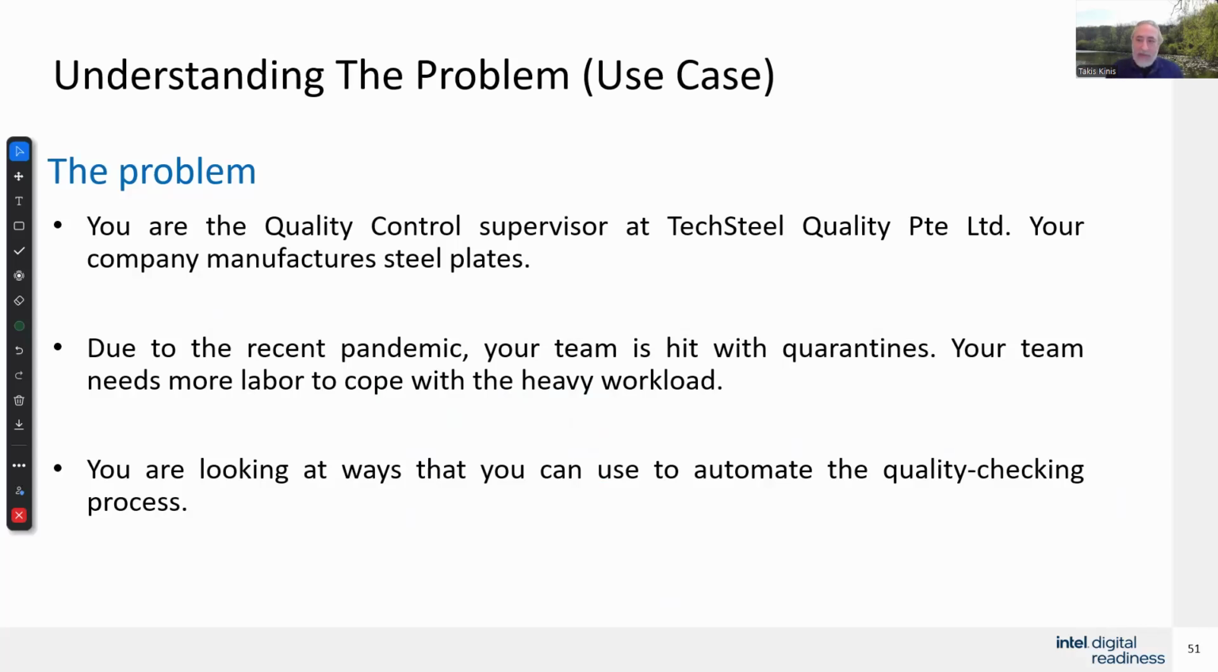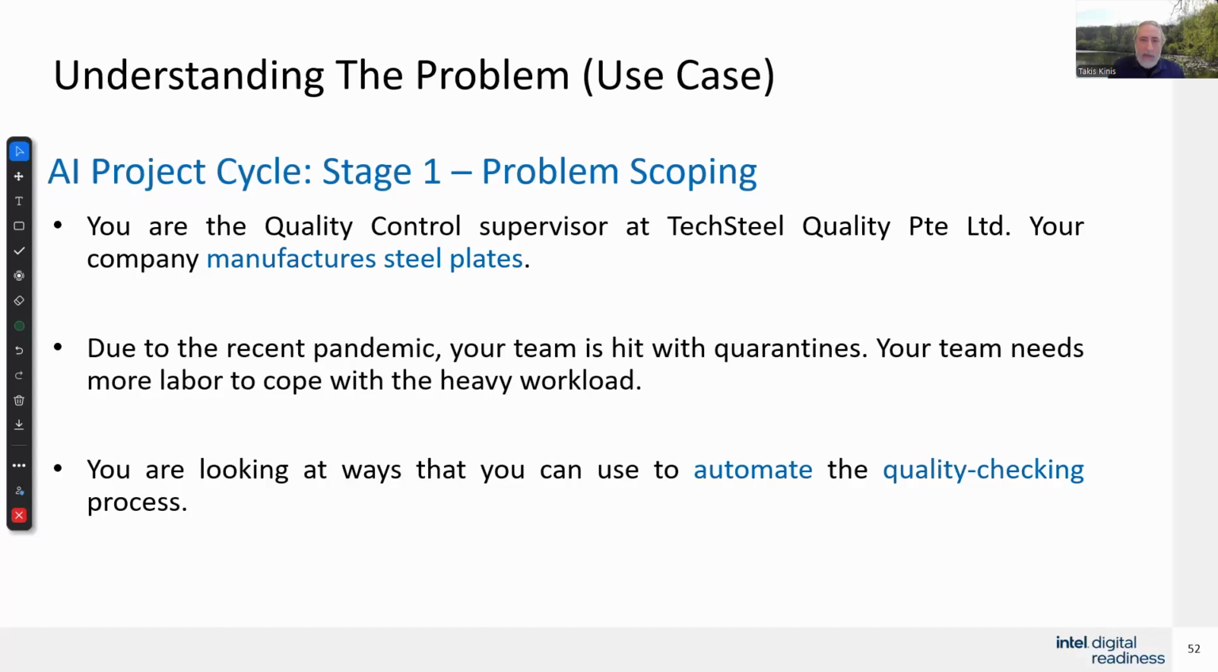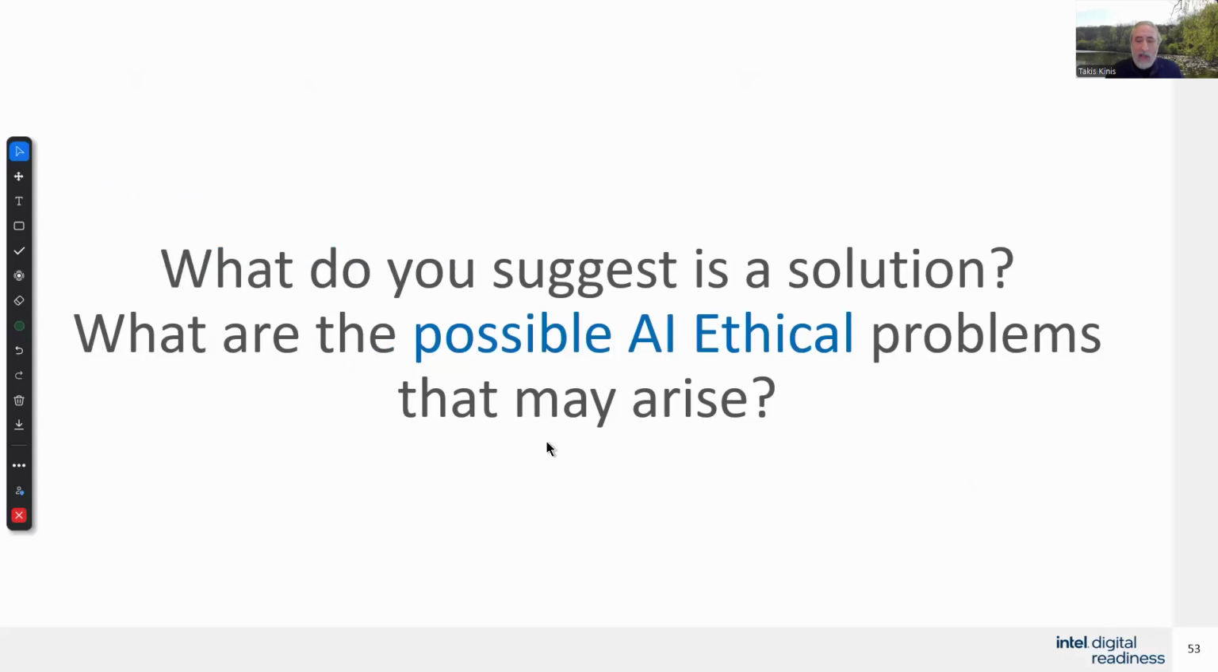We're kind of already given that, right? So we're going back to the slide that we were just looking at, but we want to automate the quality checking process because we're shorthanded. The pandemic happened, we're shorthanded. So we problem scope this, and we will notice the highlights here. We're going to automate the quality checking process. That's the thing that we're trying to solve, basically, and that's how we're going to do it.